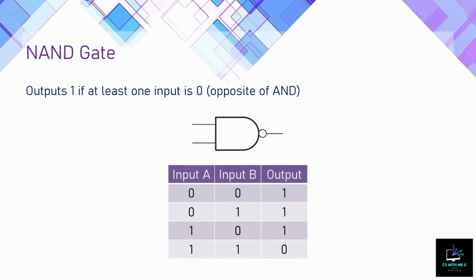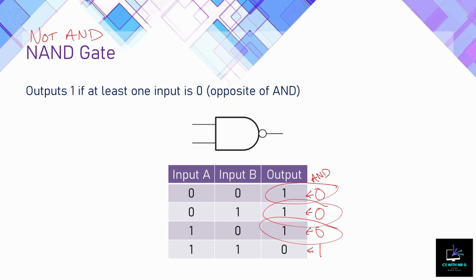A NAND gate is short for NOT AND. So when an individual NOT gate flips everything around, a NOT AND gate flips an AND gate around, which if we think back to an AND gate, these were the outputs. And as you can see, the outputs for an AND gate are simply the opposite. So the 0 becomes a 1, 0 becomes a 1, 0 becomes a 1, and the 1 becomes a 0. So that's the easiest way that I can remember.